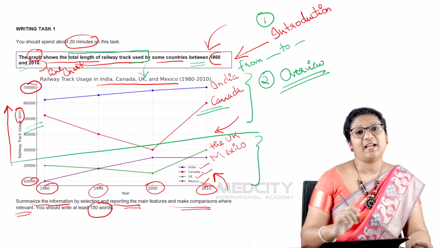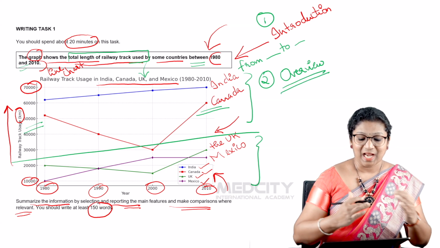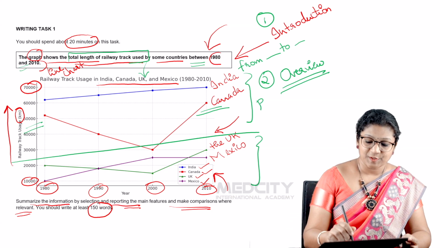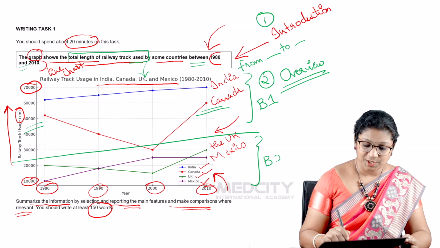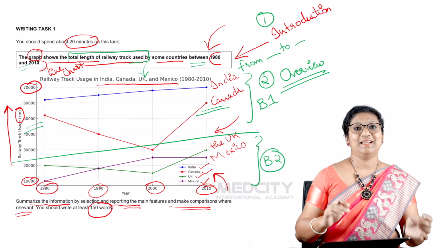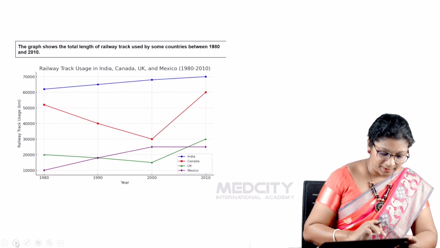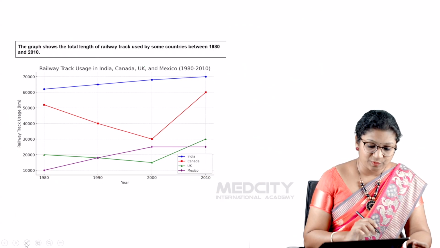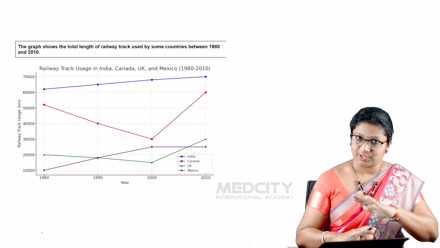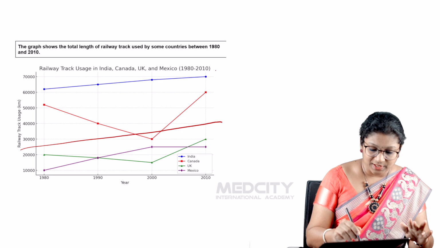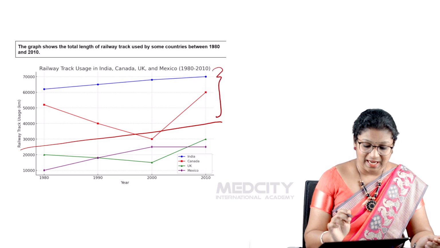So we identify the main trends in the overview, and based on the overview itself, we divide the body paragraphs. In this case, in the first body, I can talk about India and Canada, and in body 2, I can talk about the UK and Mexico. Having said this, let's see what we should be doing. We've decided that in the overview, we will talk about the main trends. In the first body paragraph, we're going to talk about these two countries, India and Canada.